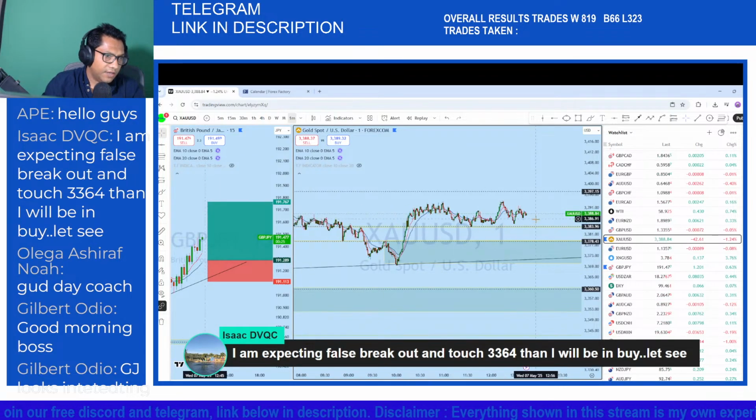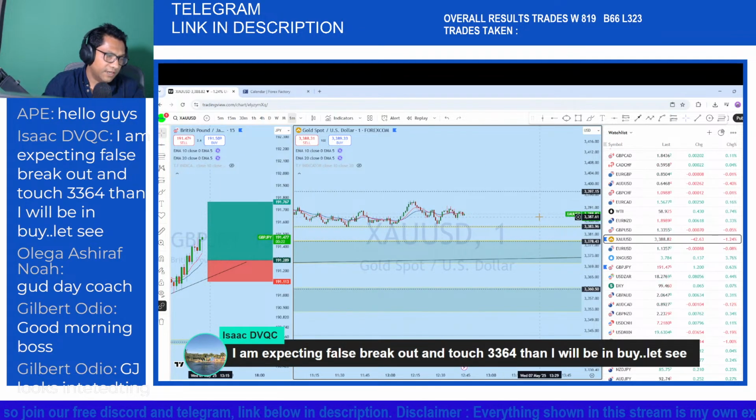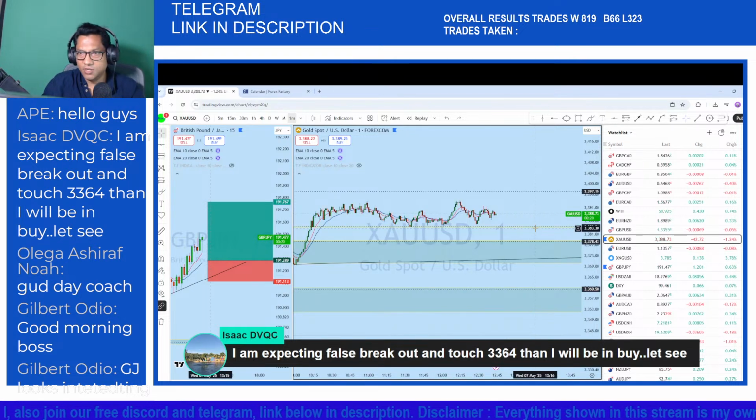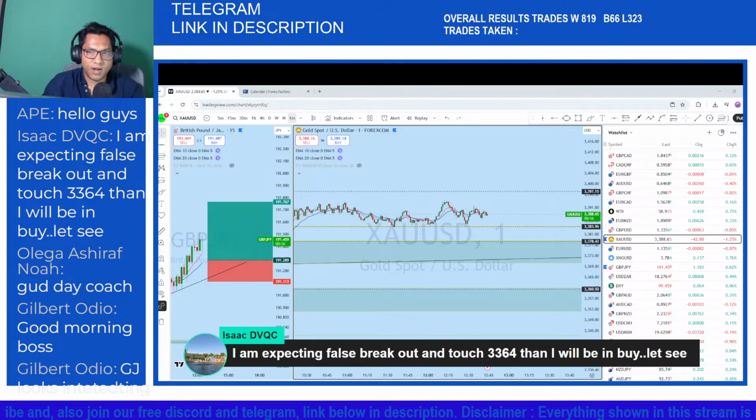It's sideways, a one candle sideways range. It's not a very good market to trade.